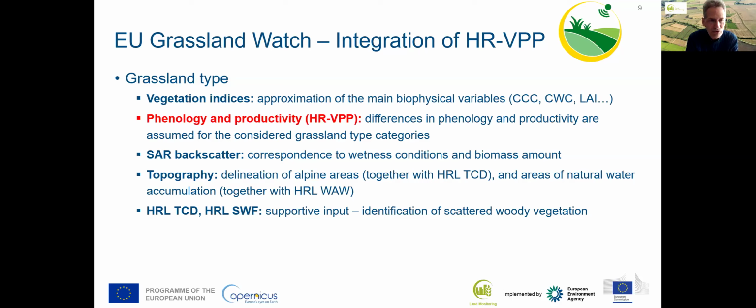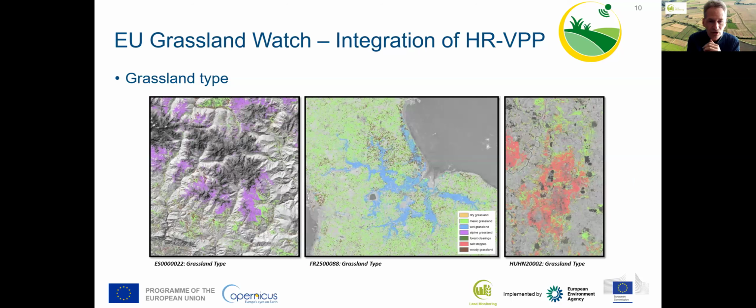But we combine that, of course, with other vegetation indices, radar data, topography information. So where is actually the grassland located, on a higher altitude, in a valley? And of course, then we combine that further with other high-resolution data. And an output would look like that. So you can have different grassland types in different contexts. There's an example from Spain on the left, France in the middle, and Hungary on the right side.